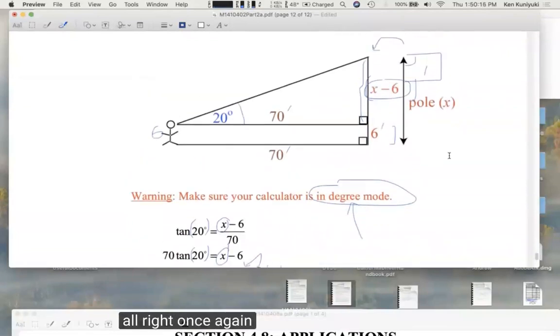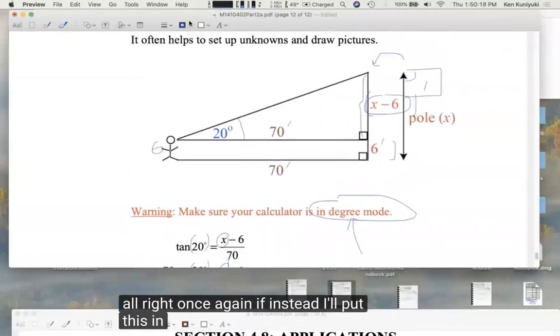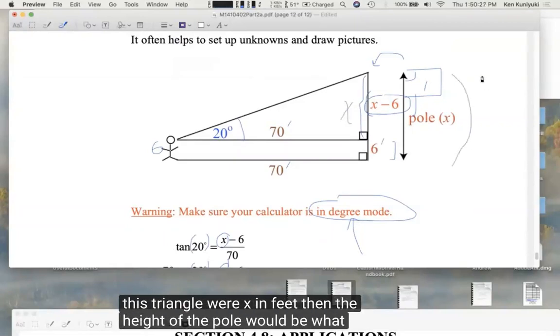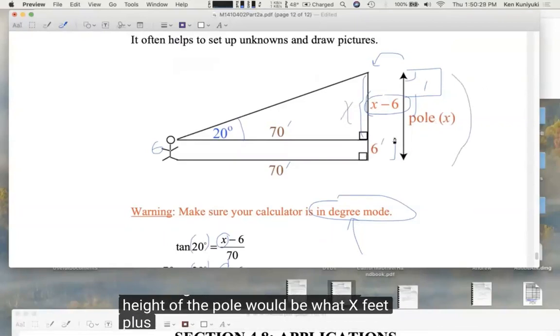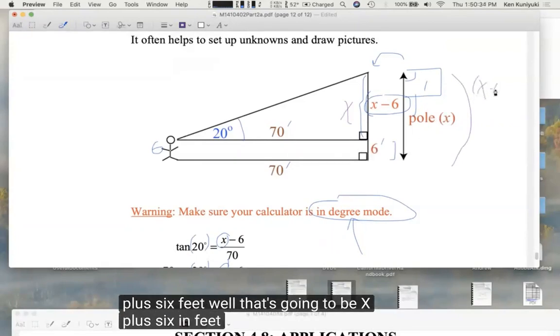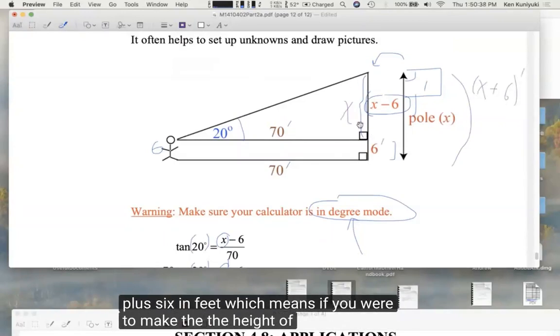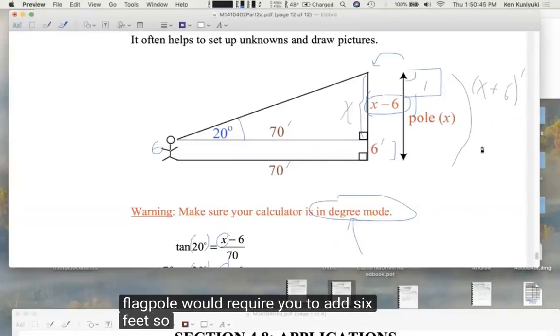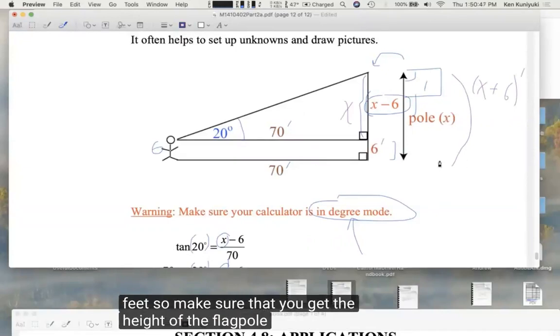All right. Once again, if instead, I'll put this in purple, if instead the height of this triangle were x in feet, then the height of the pole would be what? X feet plus 6 feet. Well, that's going to be x plus 6 in feet. Which means if you were to make the height of this triangle x, then your answer, the height of the flagpole, would require you to add 6 feet. So make sure that you get the height of the flagpole.